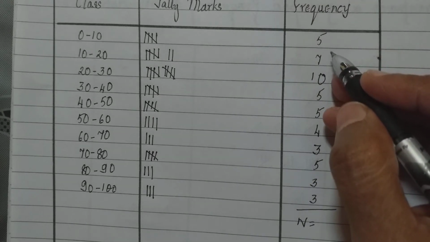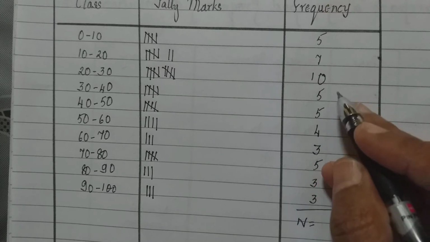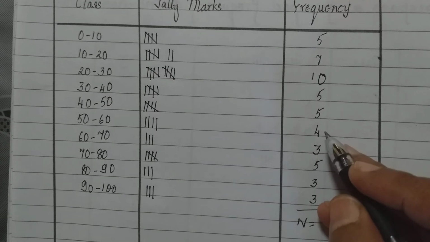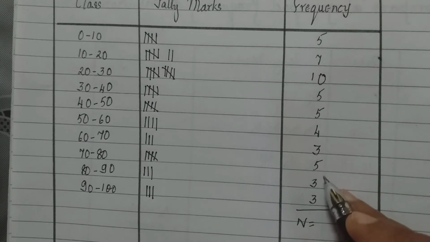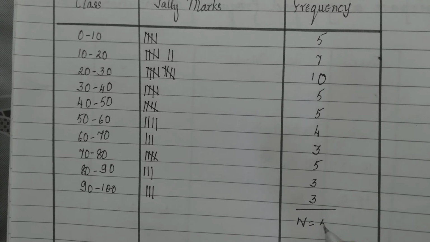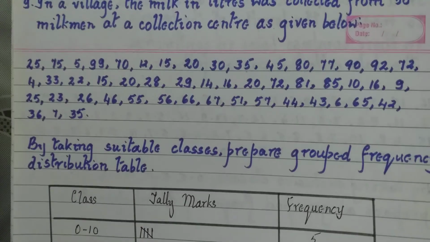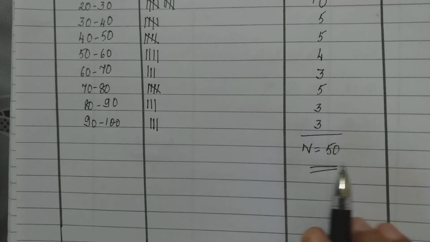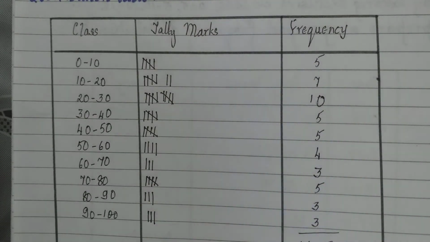5 plus 7 is 12. 12 plus 10, 22. 22 plus 10 here is 32. 32 plus 4, 36 plus 3, 39. 39 plus 5, 44. 44 plus 6 is 50. So we were talking here about 50 milkmen, right? 50 milkmen, and that is why we got the total n equal to 50. Therefore, this table what we have done is right.